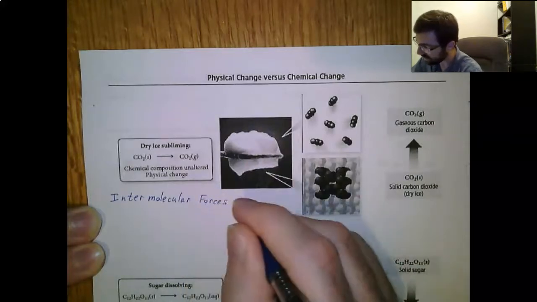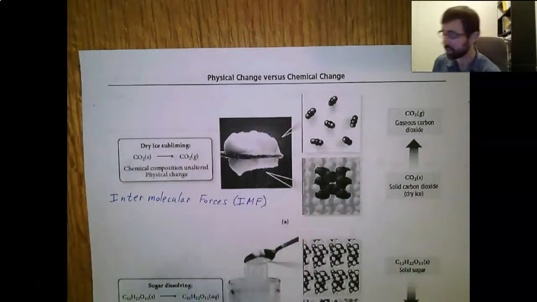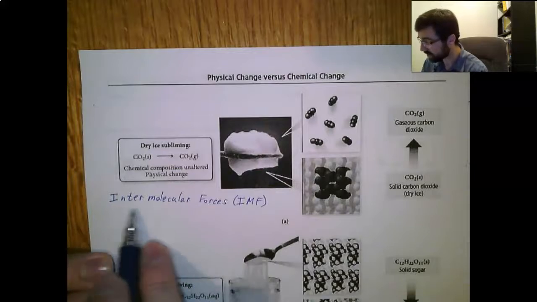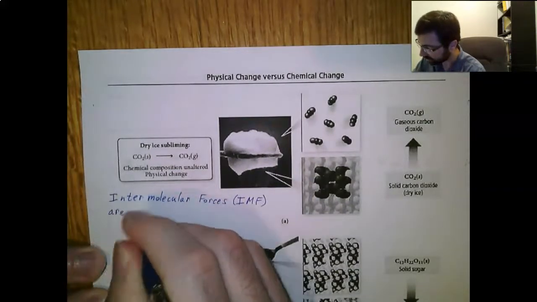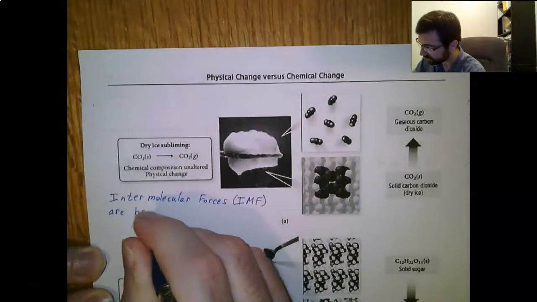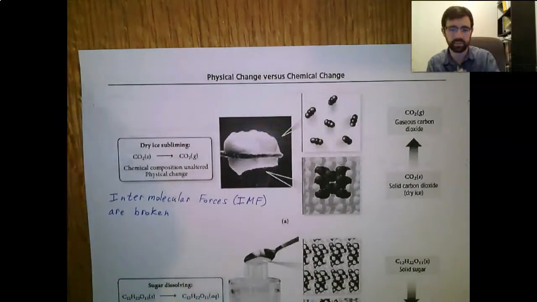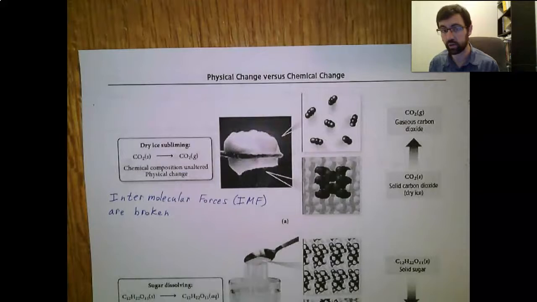also known as IMF. And you can use that abbreviation on the AP exam to save time. You can write IMF. I know what that means, and so do the AP graders. Intermolecular forces, or IMF, are broken. They're being broken apart. That's why they're separating. They're able to separate because that attraction is not as strong. We got rid of or broke some intermolecular forces.